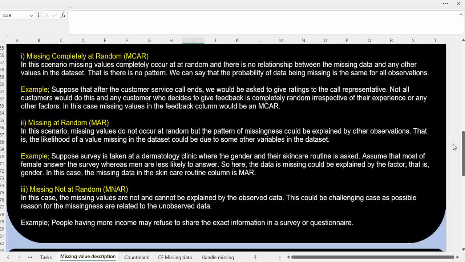So in our next class, we are going to look at detecting missing values in Excel.